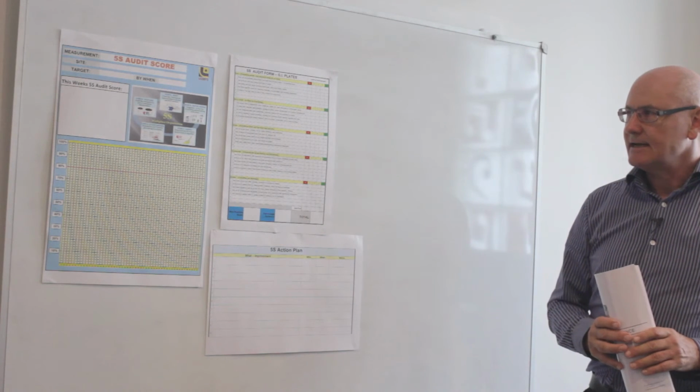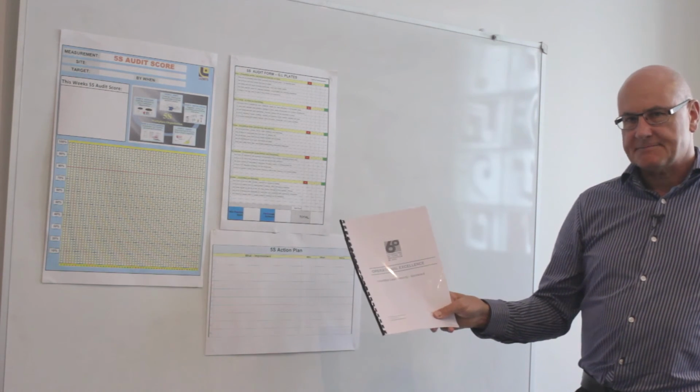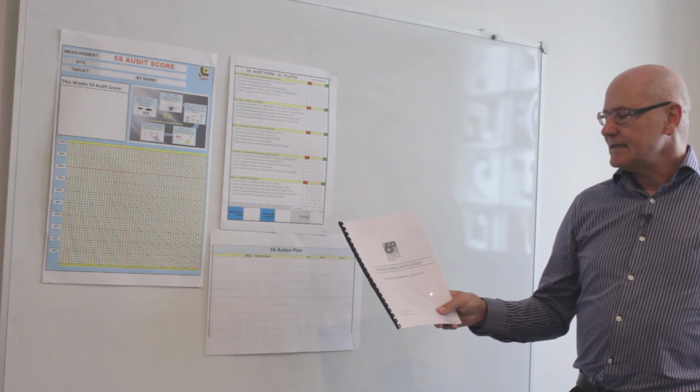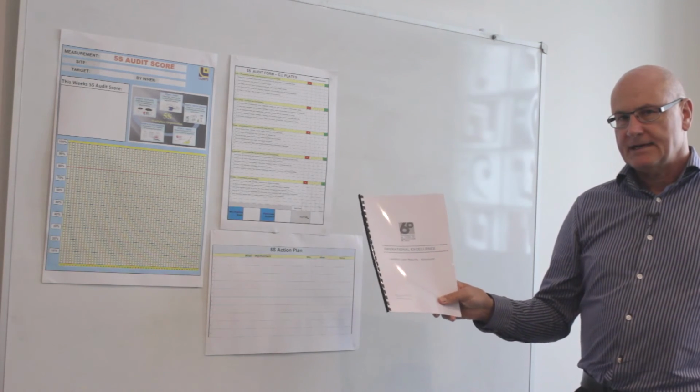So the question that you might ask is, how do I go about implementing and improving our 5S performance? Well, that is quite simple. Follow the steps that are contained within your scorecard. This booklet, which you'll have, will describe the steps that you need to take in order to improve your 5S performance.